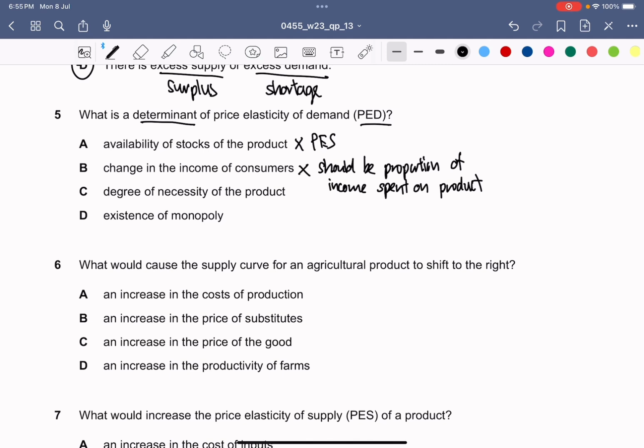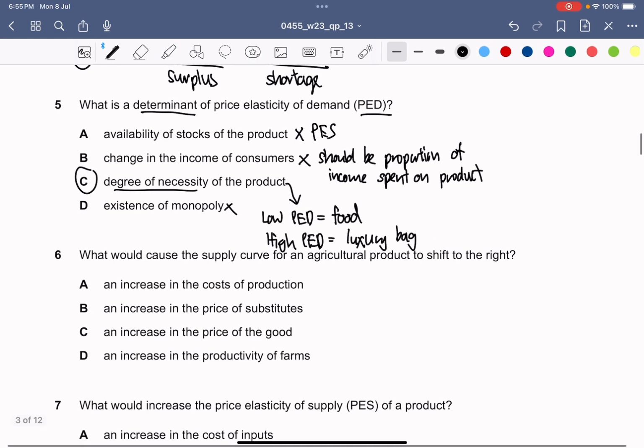And C, degree of necessity of the product. Yes, this is correct because, let me explain. When there's low PED, an example is food, because the product is a necessity. So even if the price increases largely, consumers still need to buy. However, if there's a high PED product, for example luxury bags, it's not a must for the consumers to buy. So C is correct. It's the degree of necessity. This affects PED. And D, existence of monopoly, doesn't relate to the question.